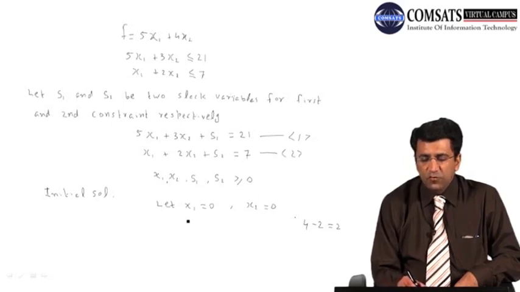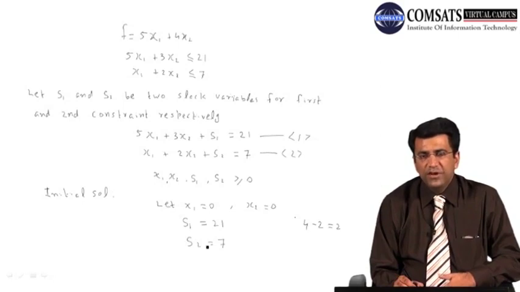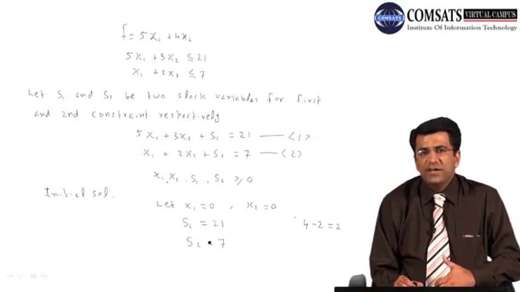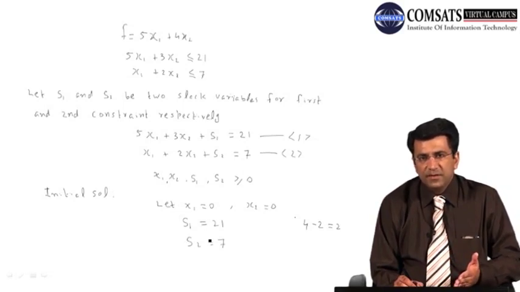Then we will get the value of s1 equal to 21, and the value of s2 equal to 7. That is, by putting x1 equal to 0 and x2 equal to 0 in both of these equations, we get s1 equal to 21 and s2 equal to 7. In this way we are able to find the values of the slack variables s1 and s2 at a very initial step of solving the problem with the simplex technique.